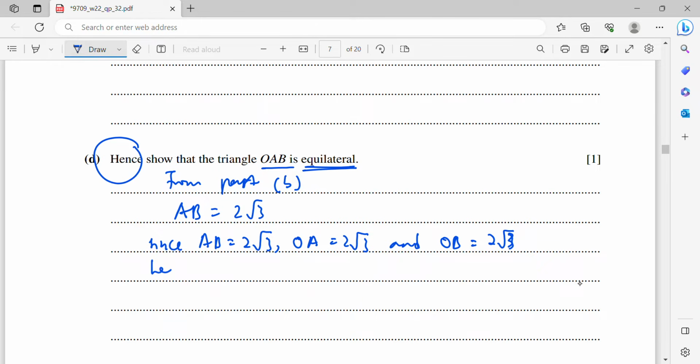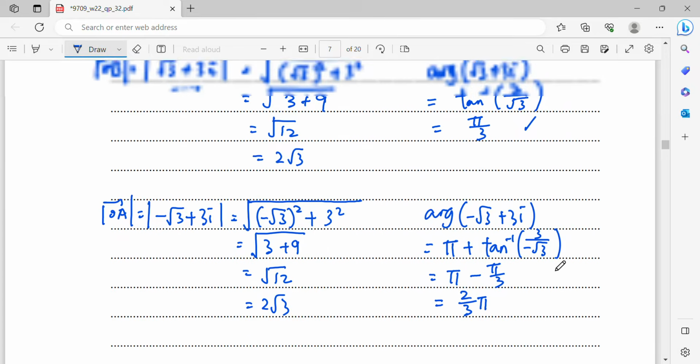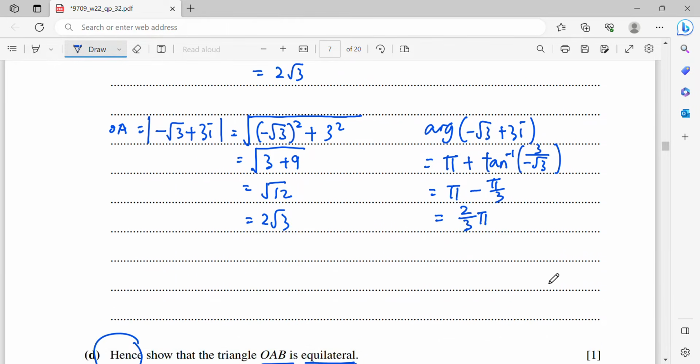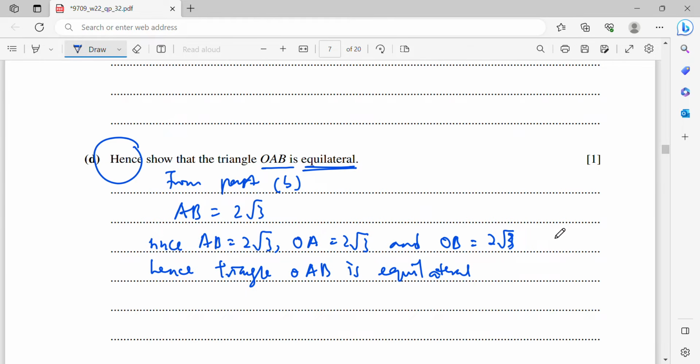hence triangle OAB is equilateral because all sides are the same length. Here it is better not to write in vector form, so just the length. Okay, so that is how we show the equilateral triangle.